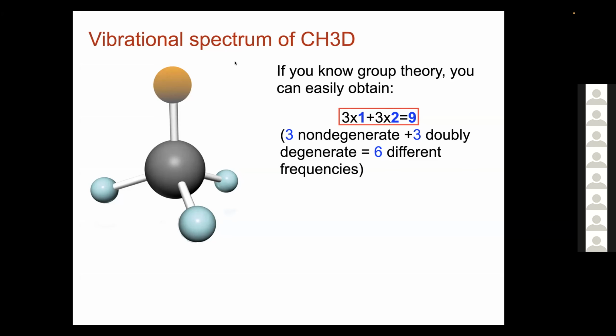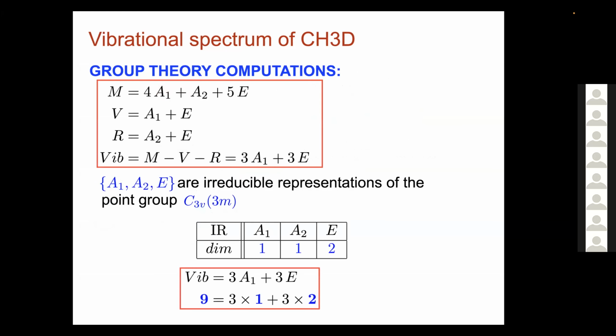Okay, I also told you something about the Raman activity and infrared activity, but this you will learn in the fourth lecture. In the second lecture, you will learn how to compute this, how to obtain this from scratch, just from looking at the molecule and using some tables that I'm going to share with you. Okay, so basically, the reason we know that there are three non-degenerate frequencies and three doubly degenerate frequencies is because we will be able today to compute the decomposition of the vibrational representation.